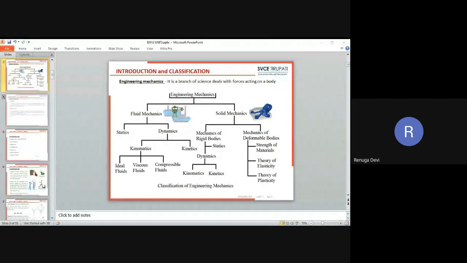So I already said about dynamics, mechanics, everything. Now we will move to the subject. Here, what are all the fundamental laws? These laws you should be very clear with, and these laws you already studied. Am I audible to you or not? Anyone tell me. Yes, ma'am, it's audible. Yes, good.